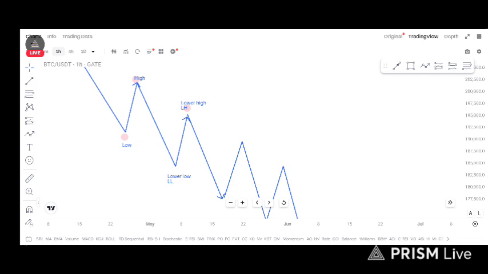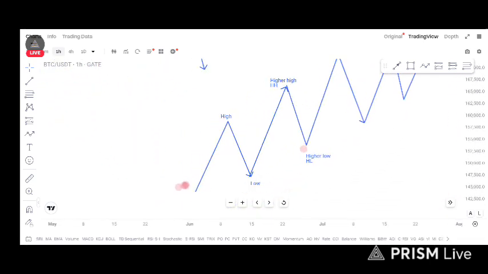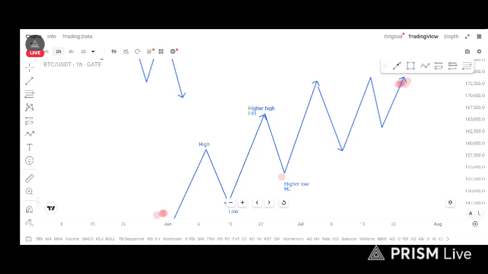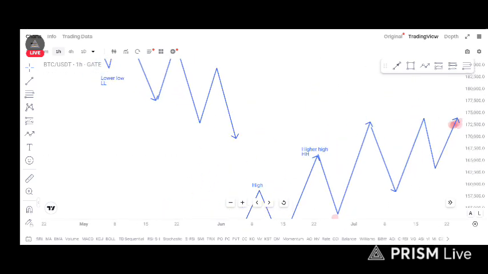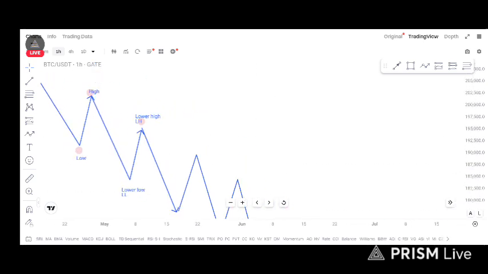In an uptrend, we are going to be seeing a series of higher highs and higher lows. While in a downtrend, we are going to be seeing a series of lower lows and lower highs. Okay, this is what you are going to be seeing.